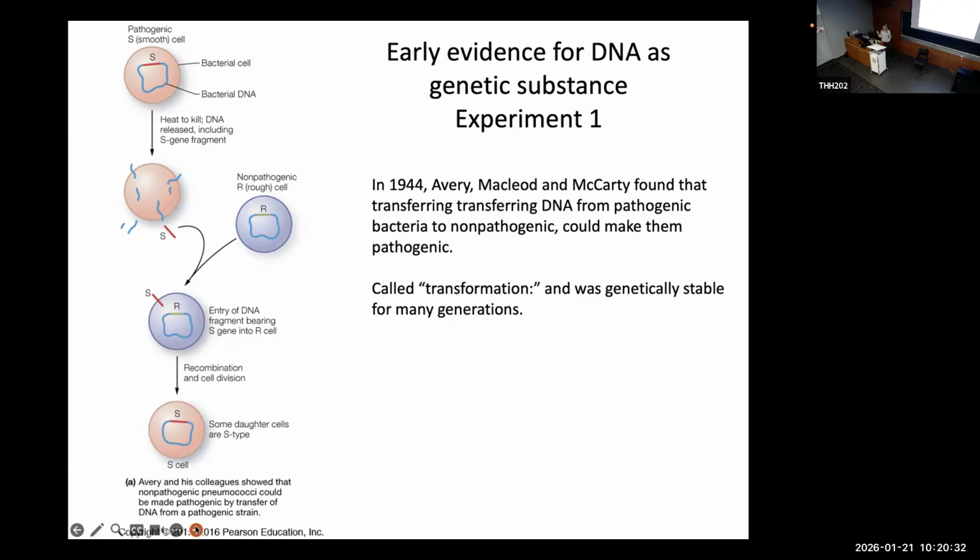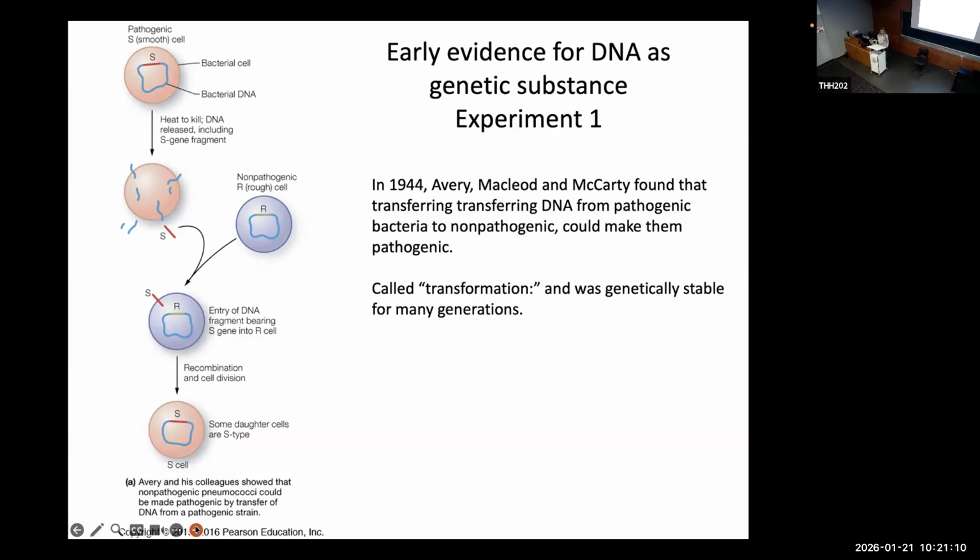And this concept was called transformation, what they showed here. And the idea is that you could change the characteristic or a phenotype of an organism, in this case, we're talking bacterial cells, by transferring pieces of DNA that encoded those characteristics. And that's called the transformation or transforming principle. Okay, so the idea here is that they had two populations of bacterial cells.